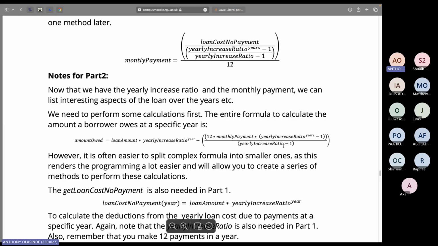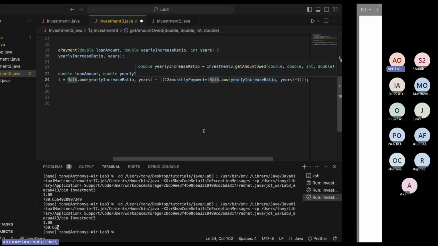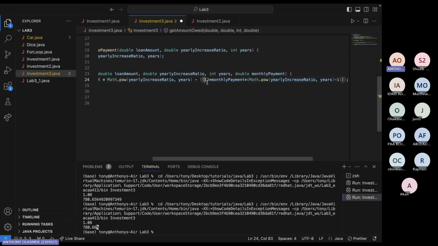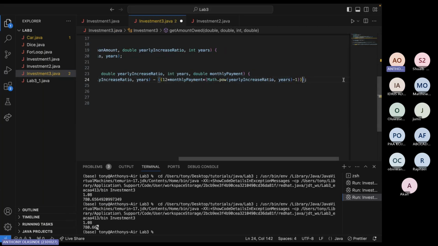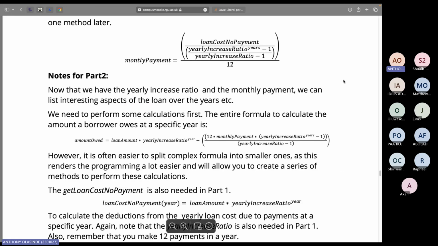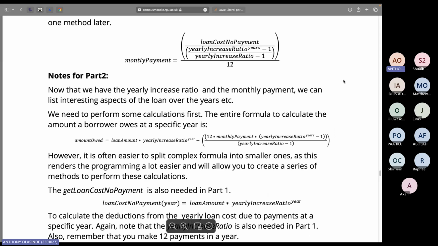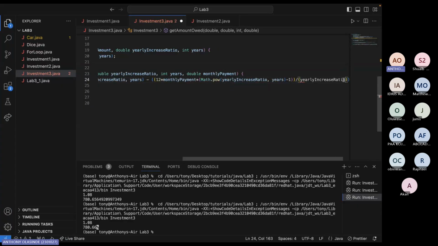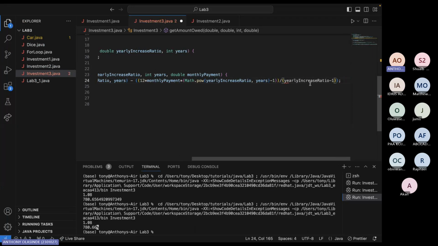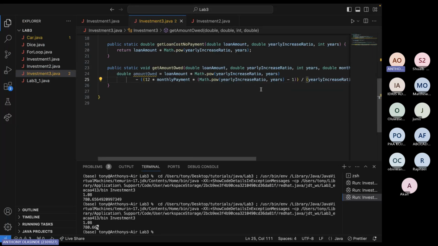Then we need this one under. So that will be the bracket before 12, which is this, that will be divided by yearly increase ratio minus 1. That started, yeah. So that's it. So this was the divider I was looking for before. I don't know why I skipped that.